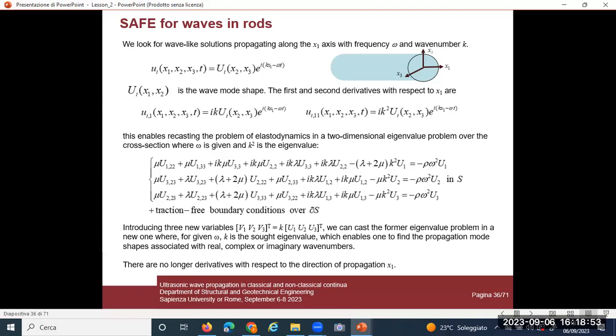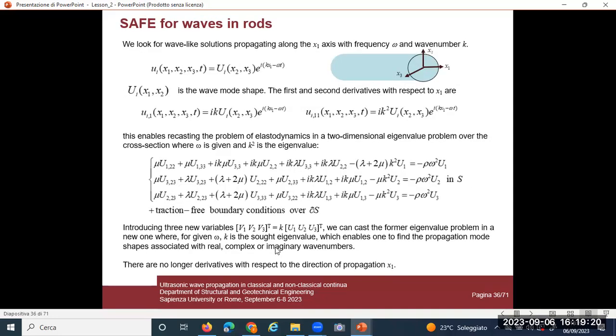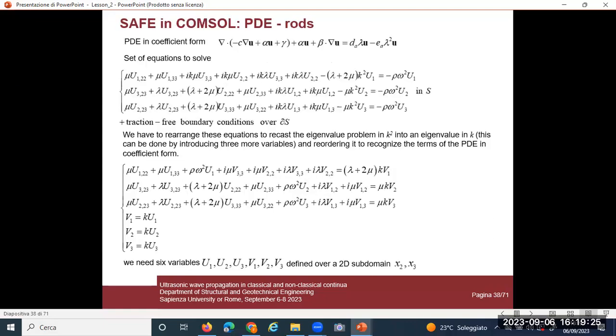But here there is anyway a problem: the fact that k appears to both the first and the second power. So one thing you can do is introduce new dummy variables that are just k times the previous variable. So you add 3 more equations. Okay, so this is feasible, and the equations are shown here. You just have these 3 additional equations that also enter here.